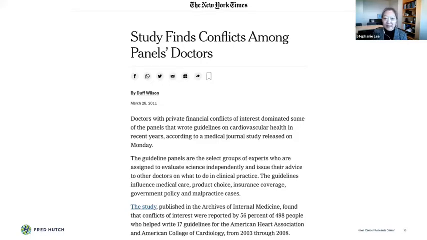And here's an example of a headline that says, study finds conflicts among panel's doctors. Right now, it's pretty stringent who can serve on a guidelines panel. And for some institutions, for some organizations, there's a zero tolerance policy. So if you have any conflict, you're not allowed to serve.